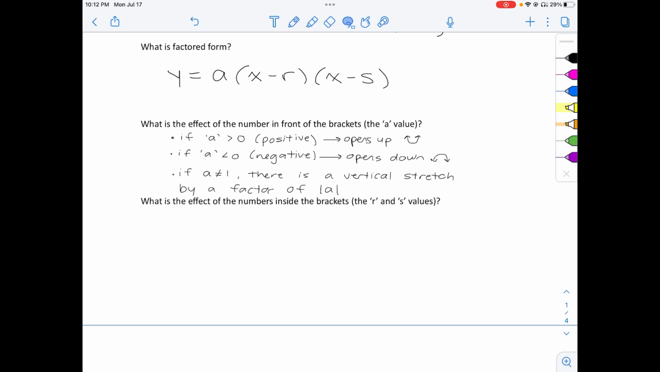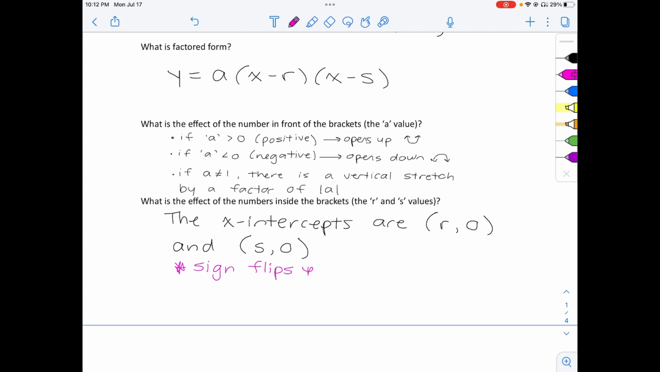Then when we look at the numbers inside of the brackets, we see there's two different letters here. There's r and there is s. So these numbers tell us what the x-intercepts are. Okay, so the x-intercepts are going to be given by (r, 0) and (s, 0). Okay, the key thing to note here is that the sign is going to flip.